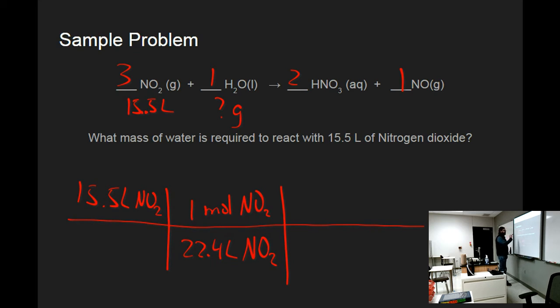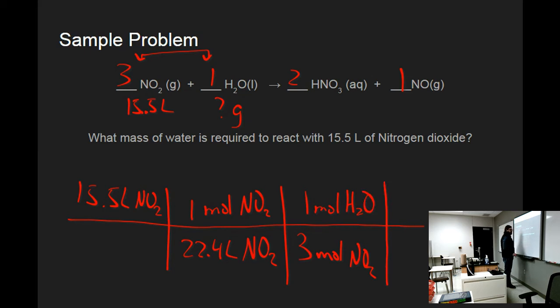Between NO2 and H2O, the ratio is a 3-to-1 ratio. So there's 3 moles of NO2 for every 1 mole of water. And then finally, we want to go to grams of water. So we've got to use the molar mass of water, which is 18. If I look on the periodic table, there's 2 hydrogens and 1 oxygen. It's 18 grams of H2O in 1 mole of H2O.